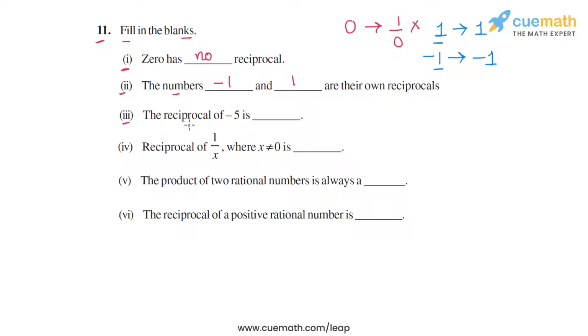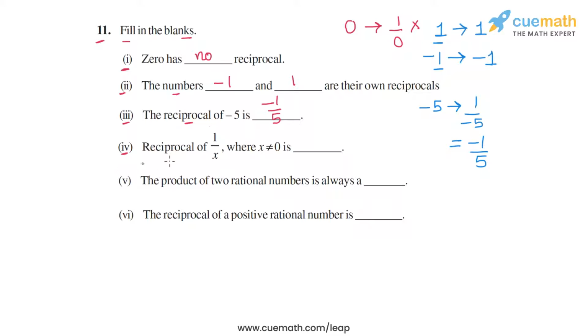Now in part 3, the statement says the reciprocal of -5 is dash. So the reciprocal of -5 will be 1 by -5, which we can also write as -1 by 5. So the blank in part 3 will have -1 by 5.